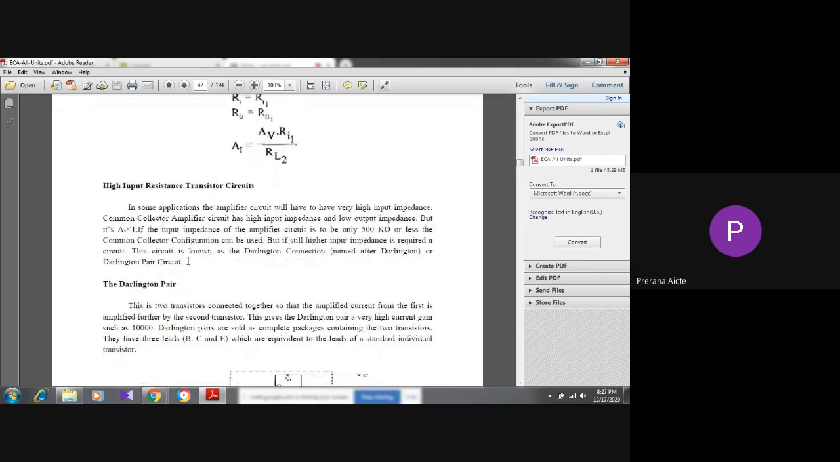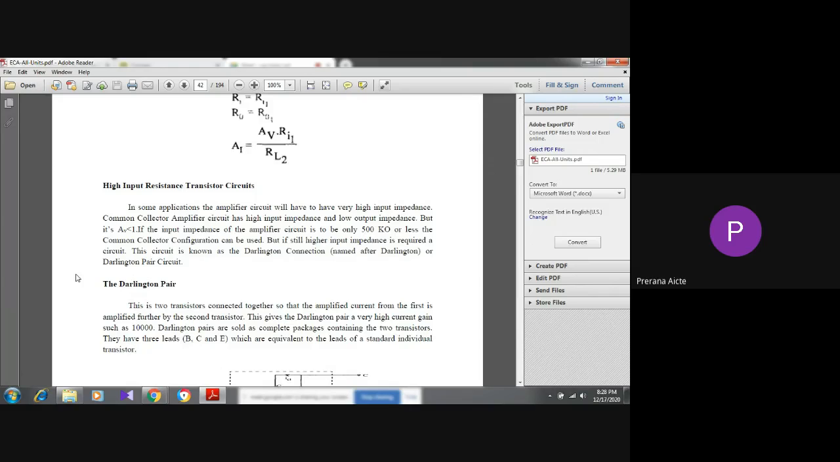Now see. The next important topic is high input resistance. Mainly these circuits are used to improve the input impedance or input resistance. In some applications, the amplifier circuit will need very high input impedance. The CC amplifier has high input impedance and low output impedance, but its voltage gain is less than one. If the input impedance required is only 500 kilo ohms or less, we can use the common collector configuration. But if still higher input impedance is required, then we go for this high input circuit. One is the Darlington circuit, and there is one more circuit, the booster. Preferably the Darlington pair.